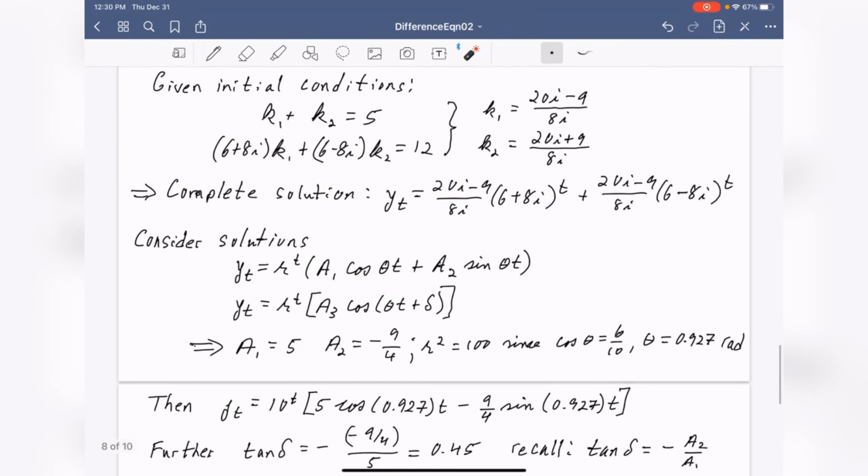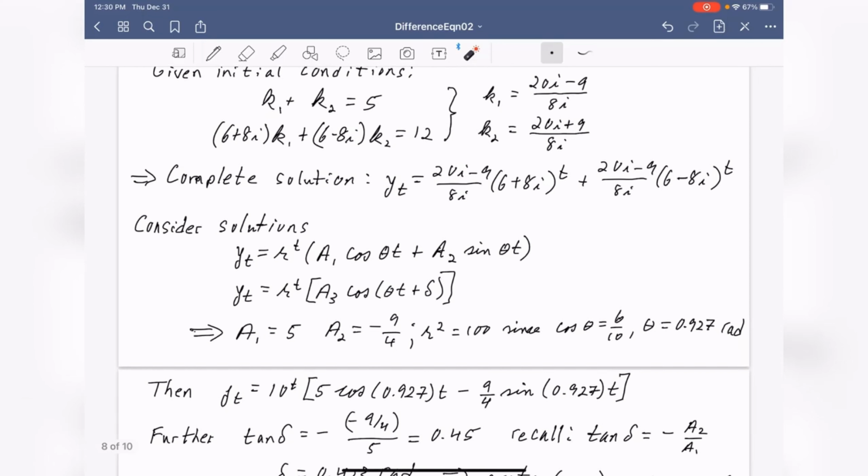Now consider the alternative method of expressing that solution. y(t) equals R^t times (a1 cos theta t plus a2 sine theta t). That gives that R^t is a3 cos(theta t plus delta). a1 equals 5. a2 is minus 9 over 4. R squared equals 100 because cos theta is 6 over 10 and theta is 0.927 radians.